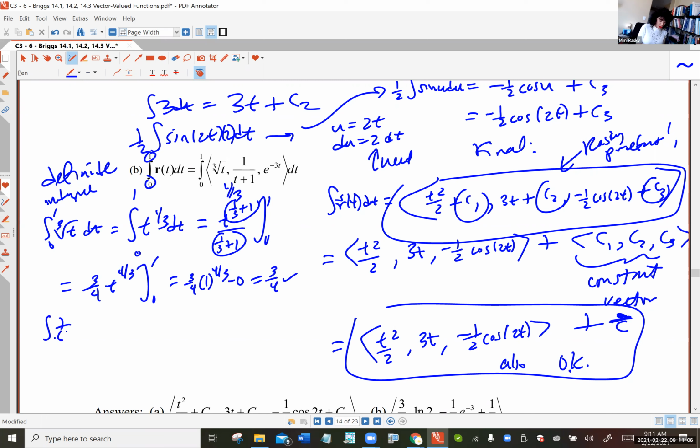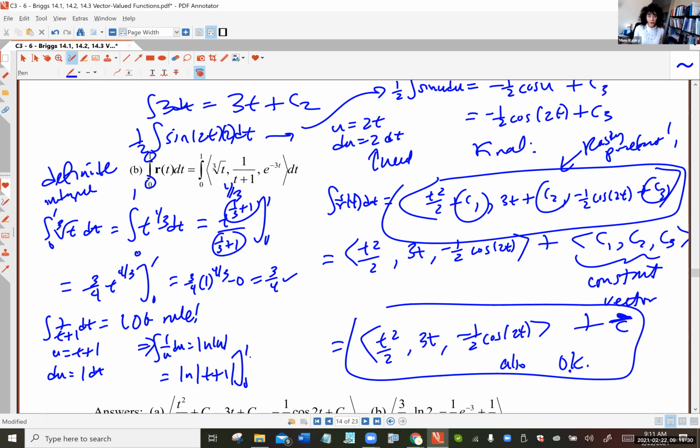How about the integral of 1 over t plus 1? That's going to be the log rule, and I want you to use your u sub. U is t plus 1. Du is simply 1 dt, so we're not missing anything. So this looks like the integral of 1 over u du. The antiderivative is ln of u. Back substitute: ln absolute value of t plus 1. You'll evaluate that between 0 and 1. So you're going to get ln of 1 plus 1 minus ln of 1 plus 0. Now, ln of 1 plus 0 is ln of 1, which is a nice number. What is ln of 1? Anybody know?